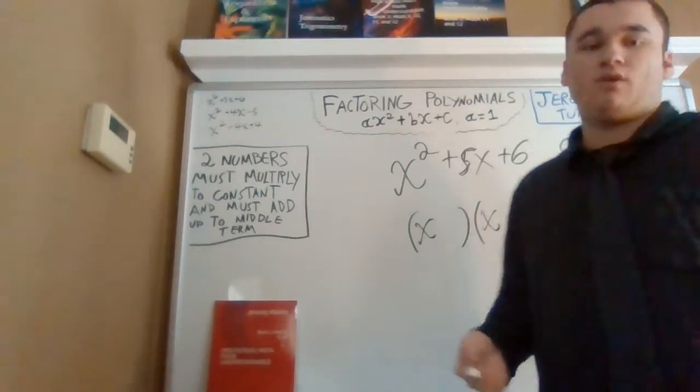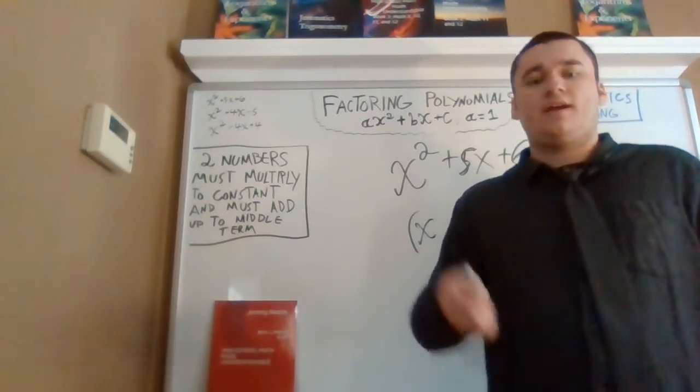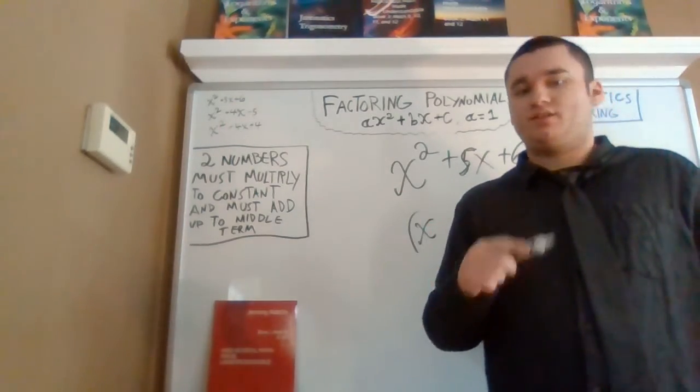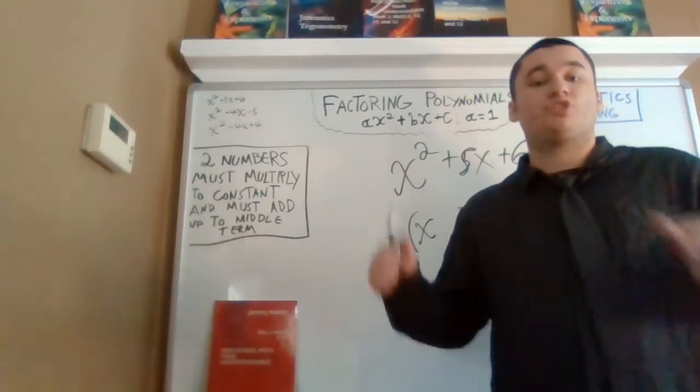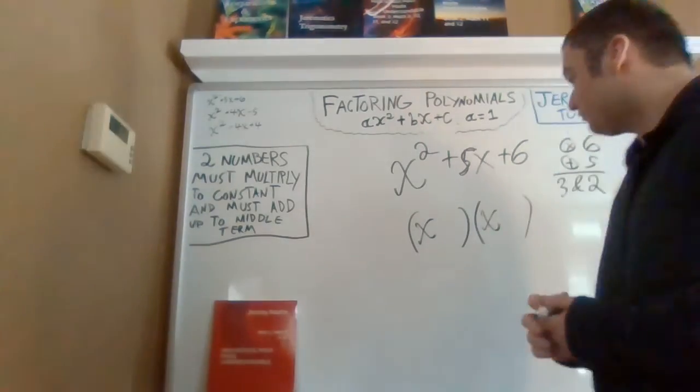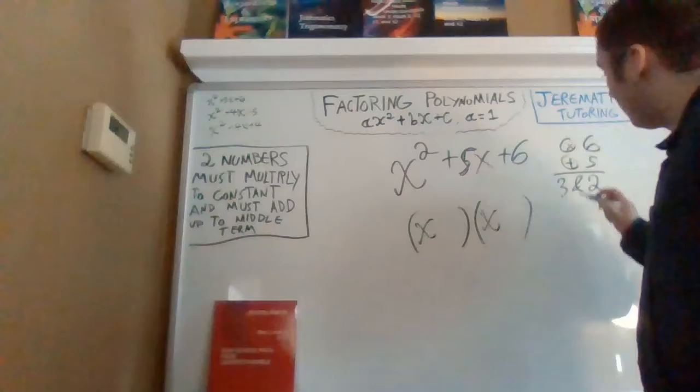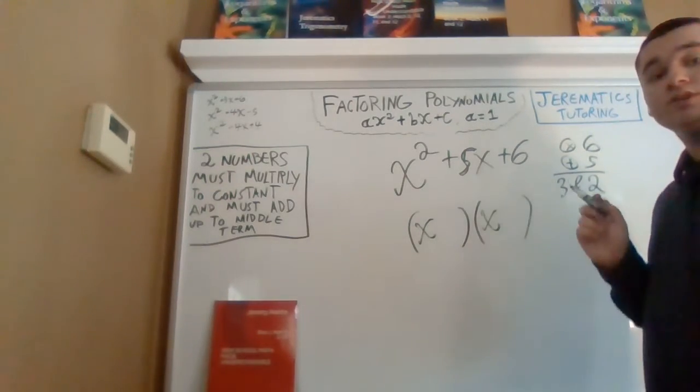In the next video, I will be showing you how to verify your answers by the distributive property. But for now, I will just show you how to factor them. X, x. And we've got a 3 and a 2 here. What do we do with our 3 and 2?